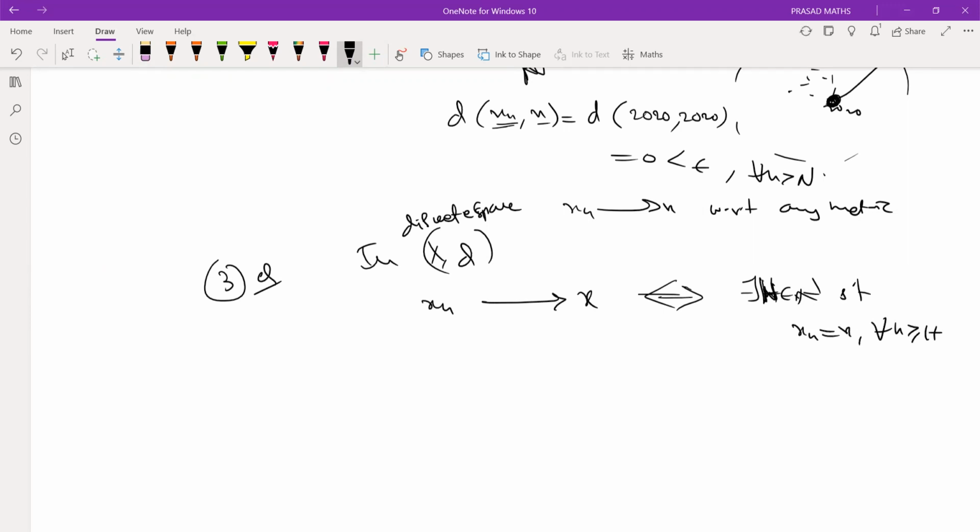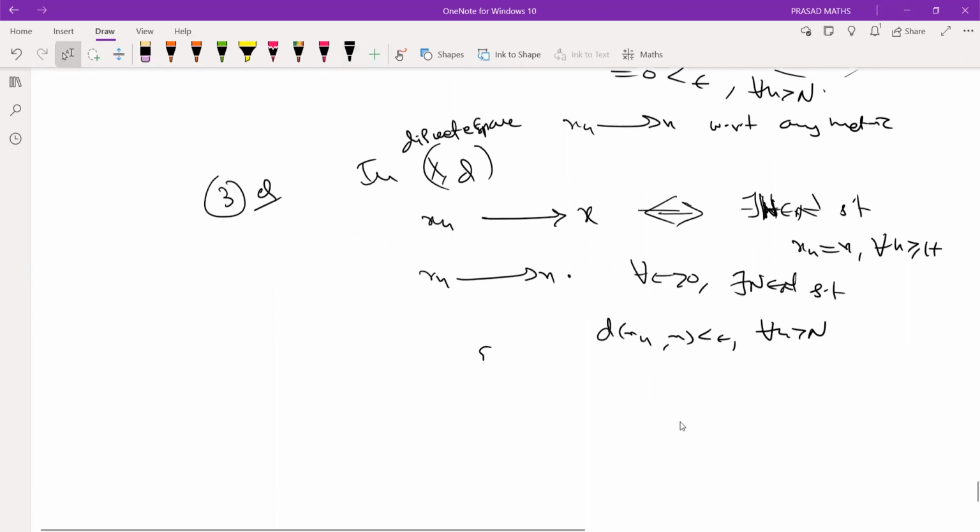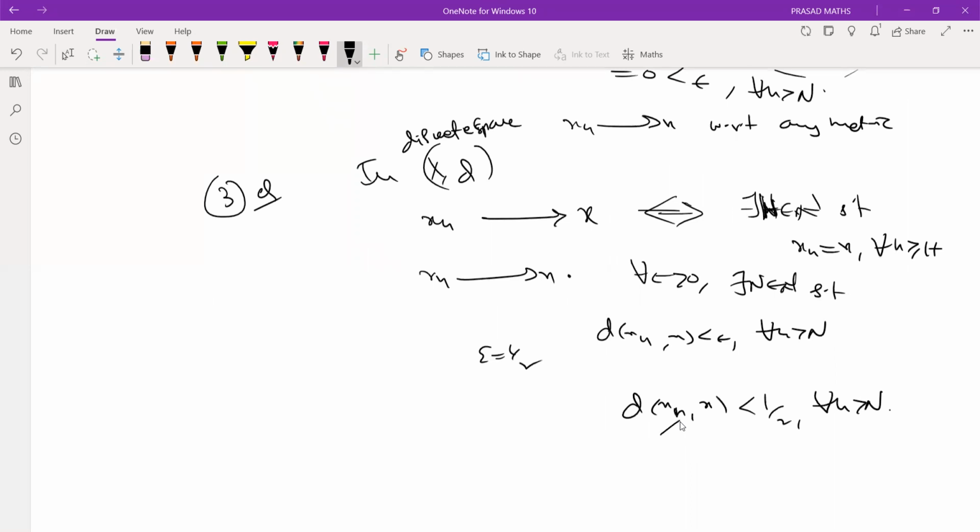Why? Already I told you an eventually constant sequence is always convergent. Now suppose x_n converges to x. What happens? For every epsilon, there exists N such that the distance between x_n and x is less than epsilon for every n bigger than N. This is true for every epsilon, but in particular I can take epsilon equal to 1/2. The distance is possible either 0 or 1, so it cannot be 1. Therefore, the distance between x_n and x is 0 after N.